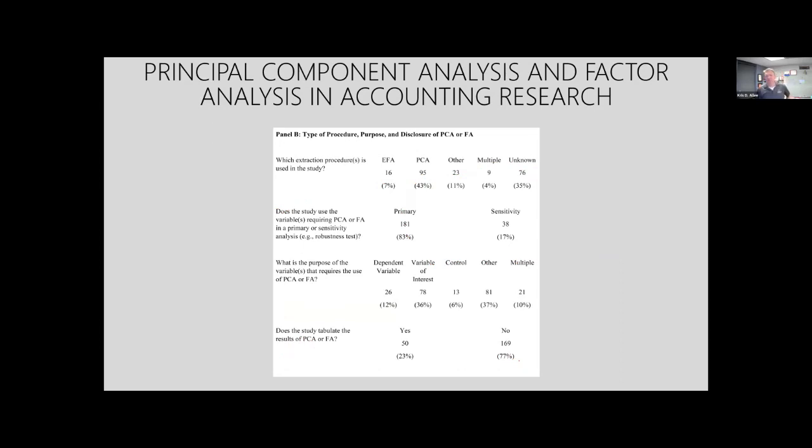In terms of how important was PCA or FA, I already mentioned this before, in 36% of these studies it was a variable of interest, and in 12% of the studies it was the dependent variable. So in other words, an important variable for the analysis, important to the takeaways from the studies.